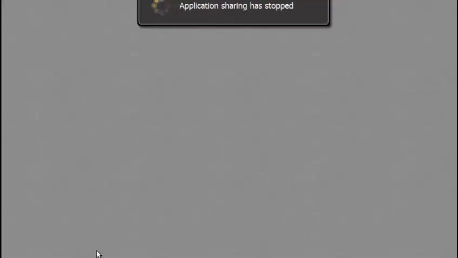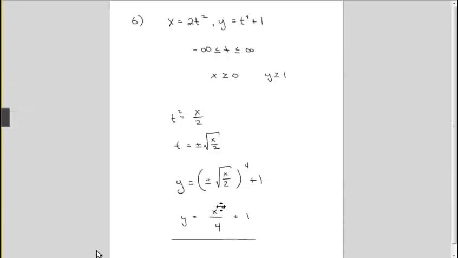So when we eliminated the parameter, this didn't have any restriction on x or y. So x could be negative. But from our original parametric equation, we know that x has to be greater than 0, can't be less than 0. So you've always got to be very careful about that particular thing.